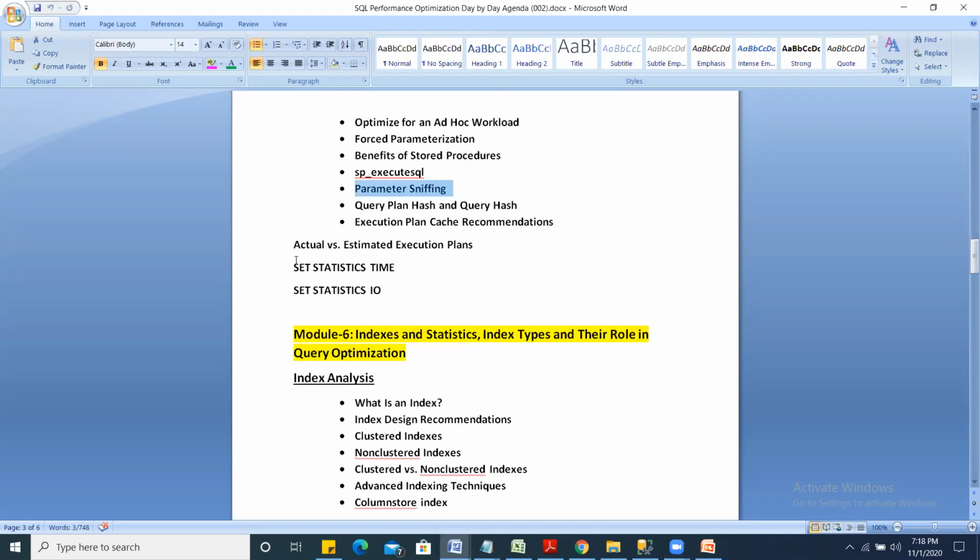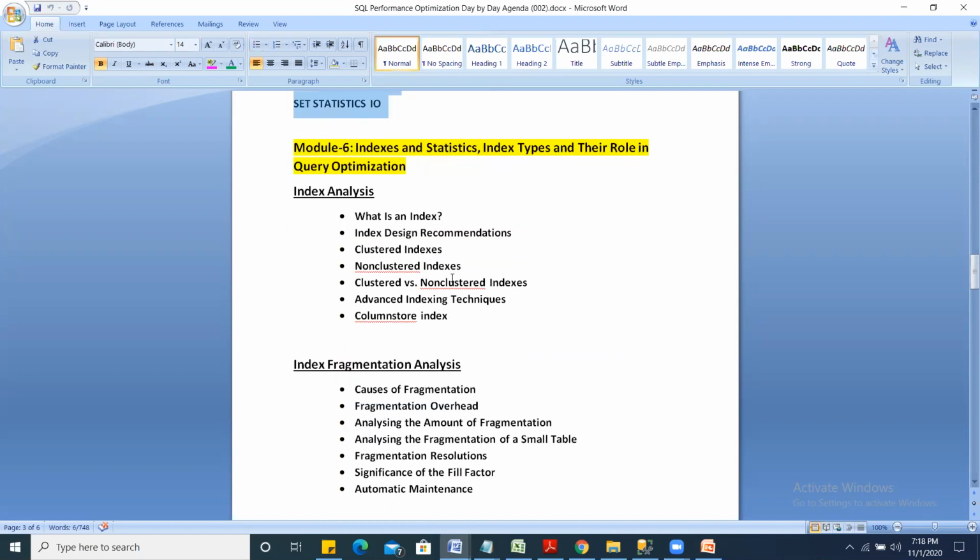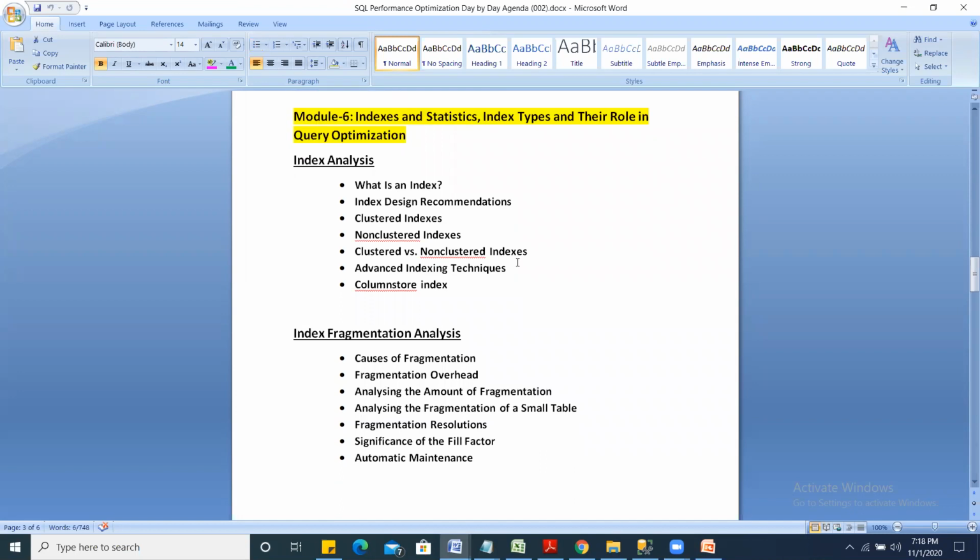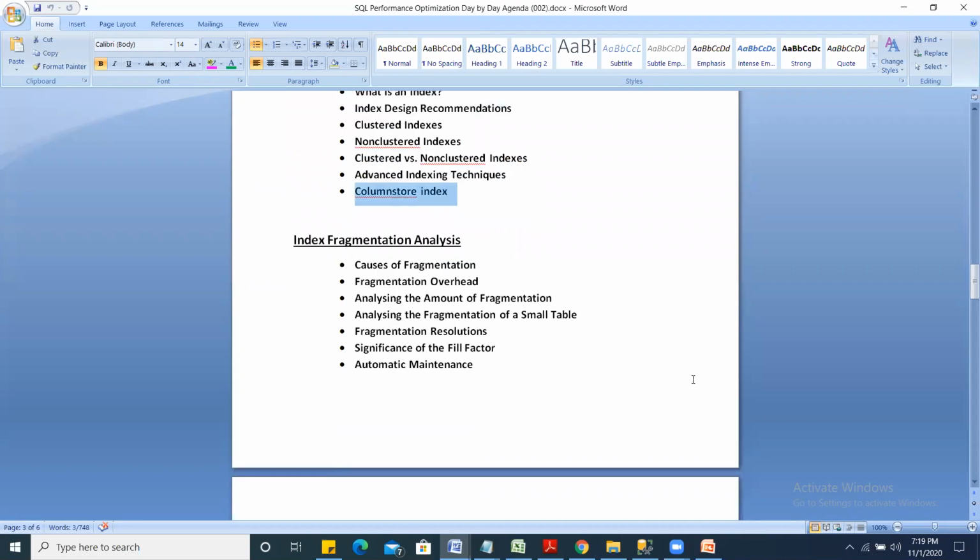These two statements we used yesterday to capture IO statistics and time statistics of the query. You saw that. Now we have a detailed discussion on indexes: index design recommendations, clustered indexes, non-clustered indexes. These are row store and column store indexes. Both support clustered and non-clustered indexes. Then we will talk about clustered versus non-clustered indexes. What are the advanced index techniques? What is a column store index? When to use a column store index? These are the things there, and how to use that.